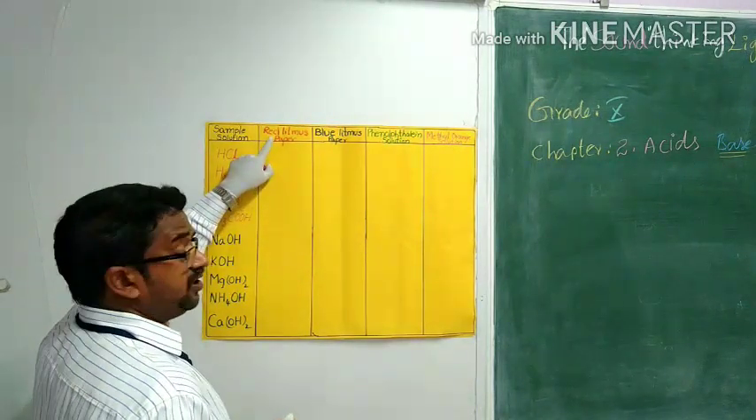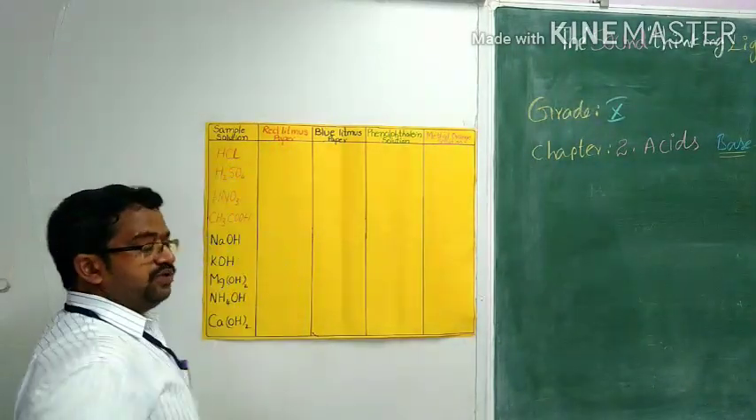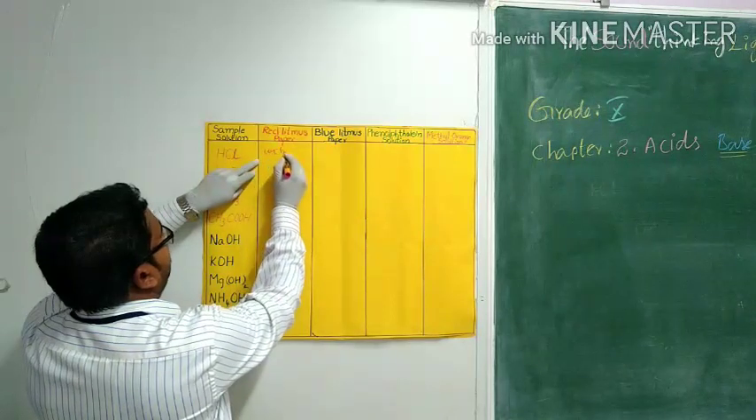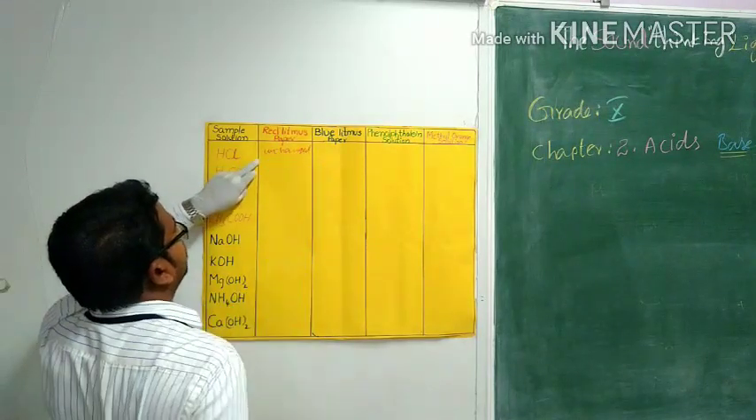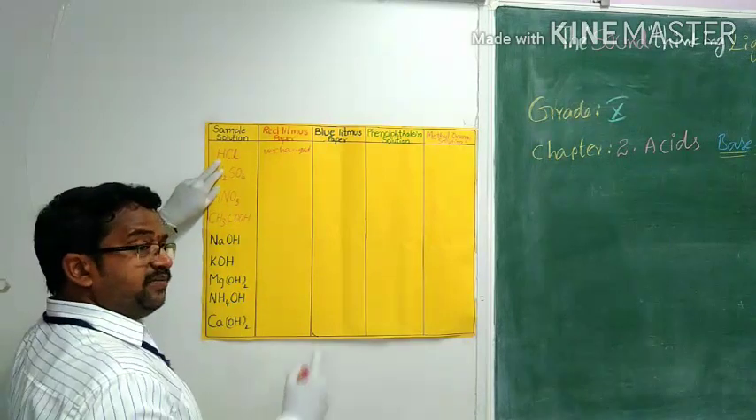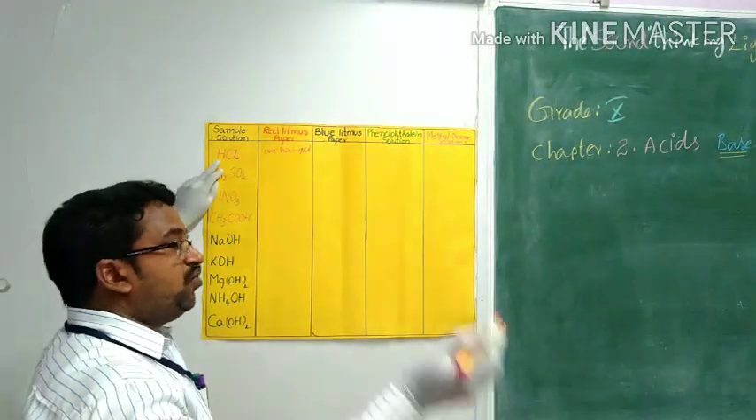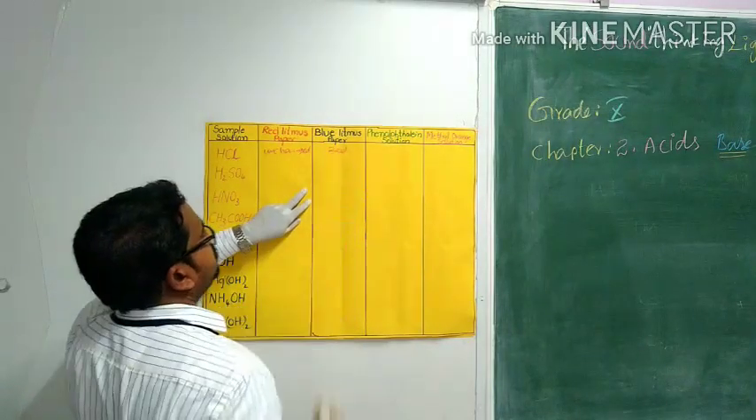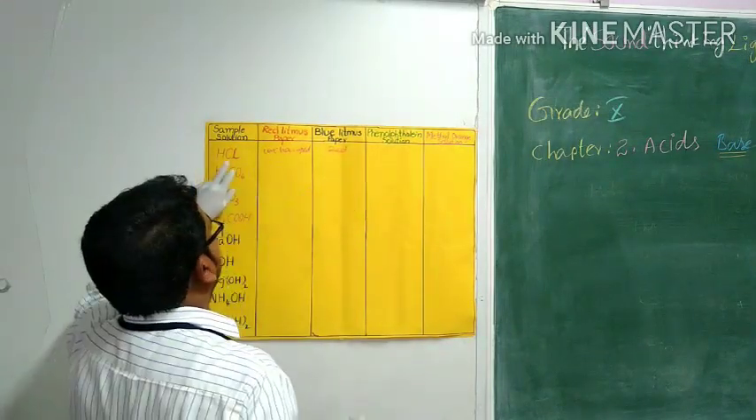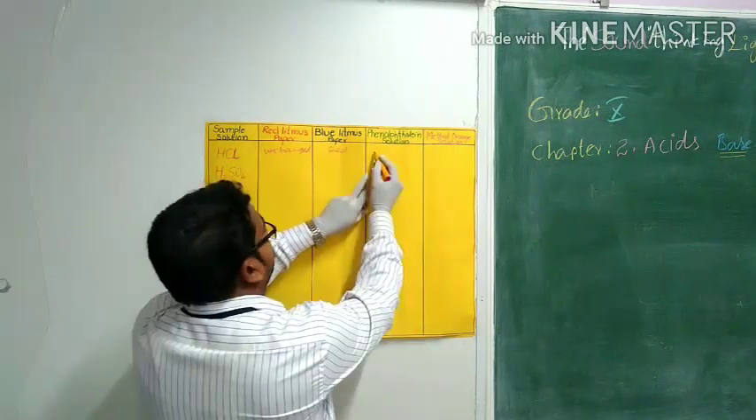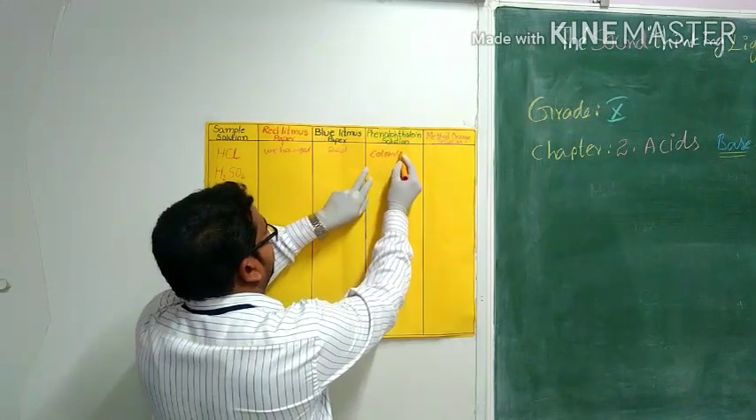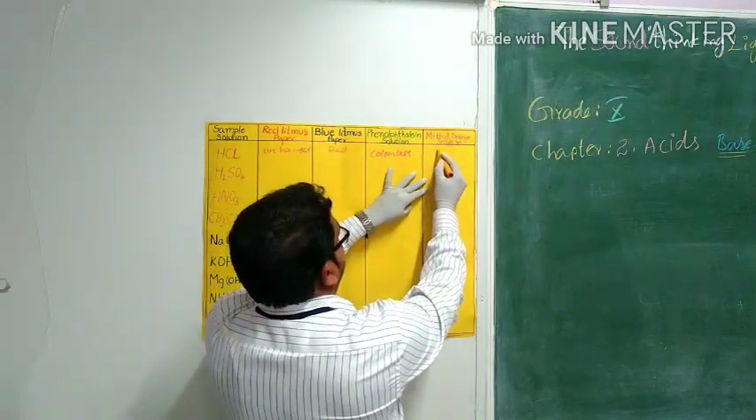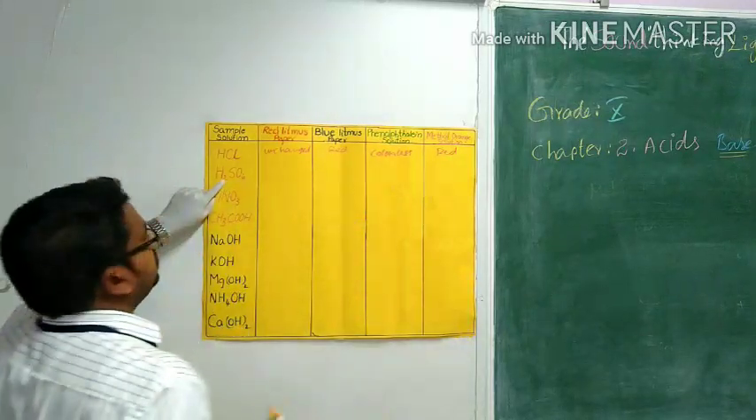Right. Now, litmus paper. What is the red litmus in an acidic solution? Unchanged. What about the blue litmus? In an acidic medium, acid will convert the blue litmus into red. Phenolphthalein in acid is colorless. Methyl orange is red.